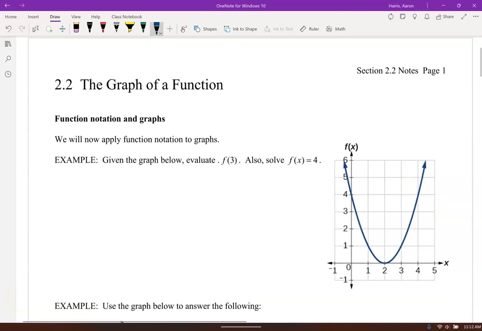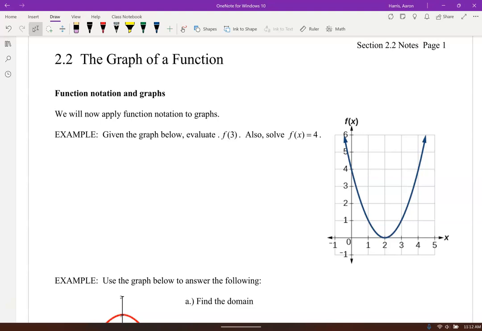We'll take a look at the graph of a function, and we're going to apply function notation to graphs. So given the graph below, what is f of 3? And remember, what is f of x, you guys? Remember, f of x is a nickname for y. So this is saying, what is f of x, or the y value, when x is 3, right?